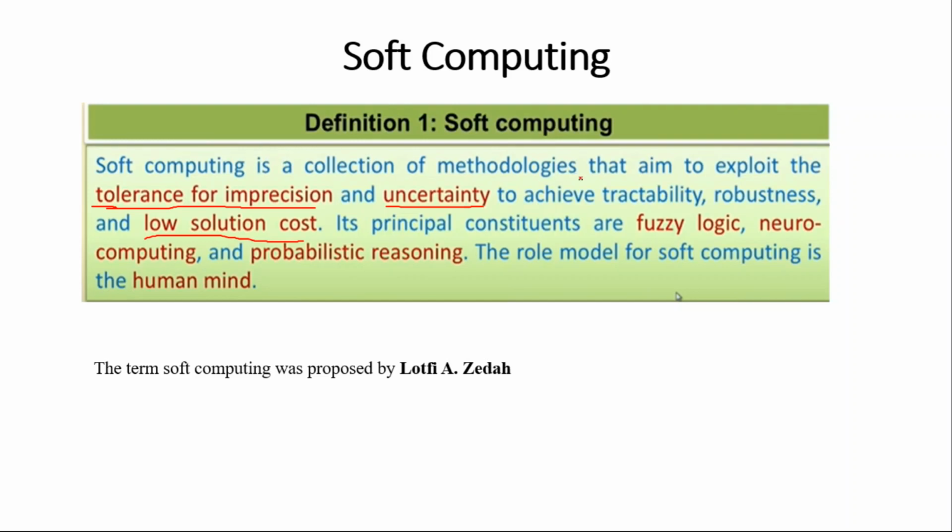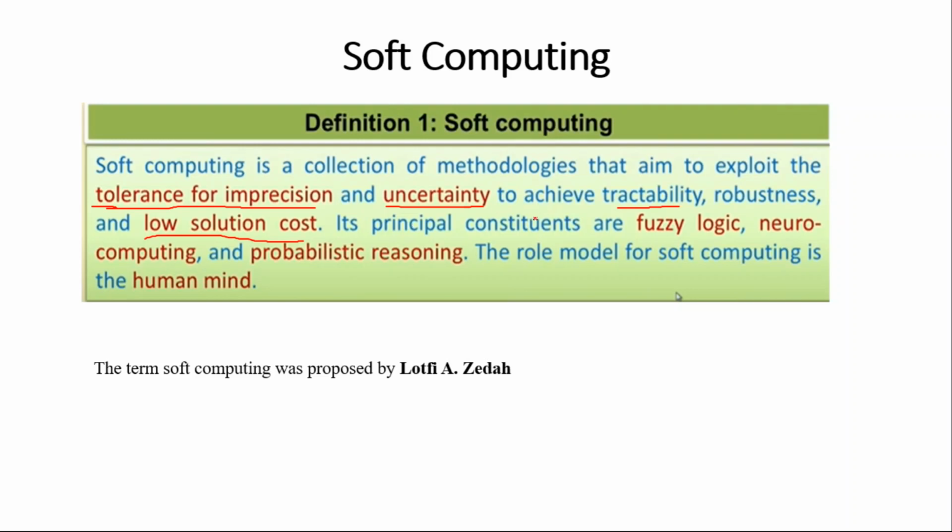Soft computing is a collection of methodologies that aim to exploit the tolerance of imprecision and uncertainty. So the solutions for this class of problems allow a certain degree of imprecision and uncertainty, to achieve tractability, robustness, and to provide a low cost solution. Otherwise, if you try to solve these problems using hard computing, it would be very tough. And even if you are able to solve, the cost involved will be very high.